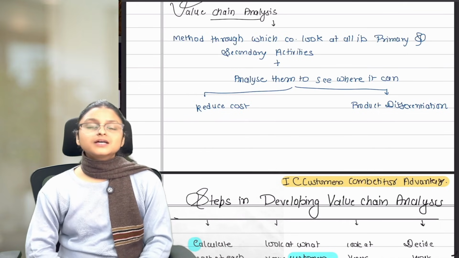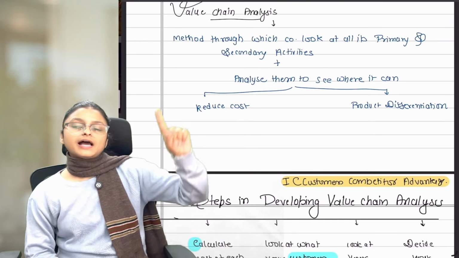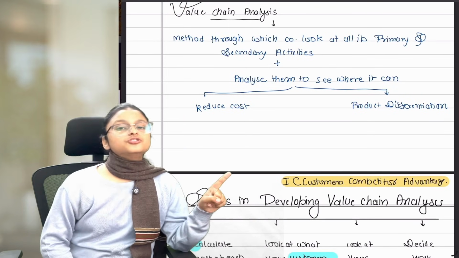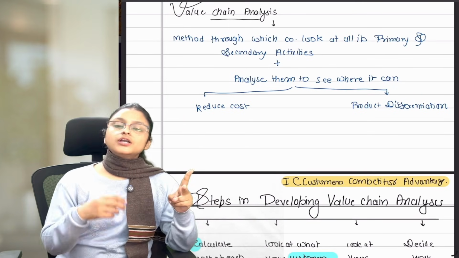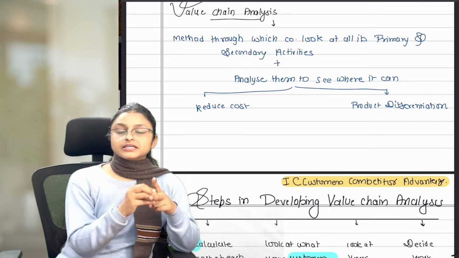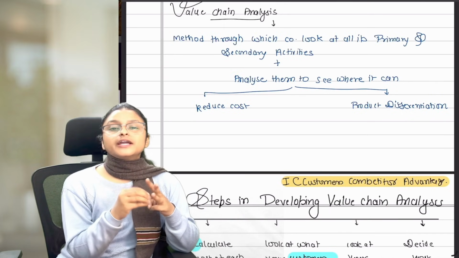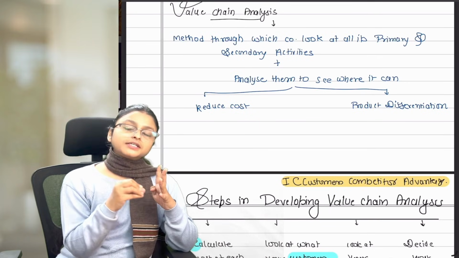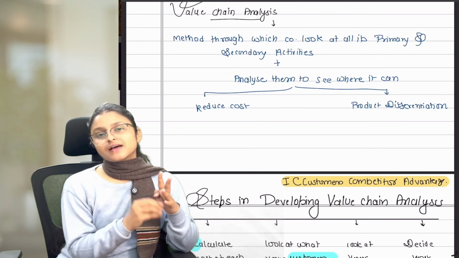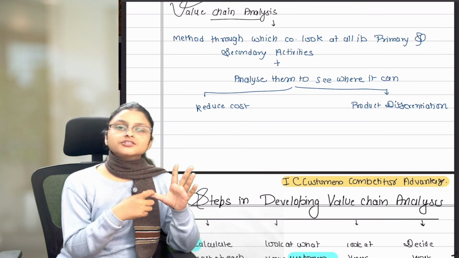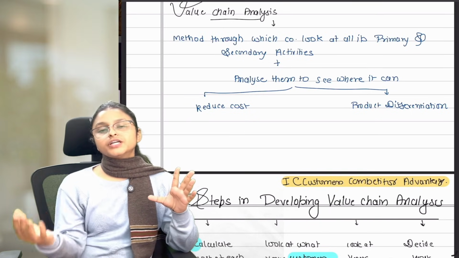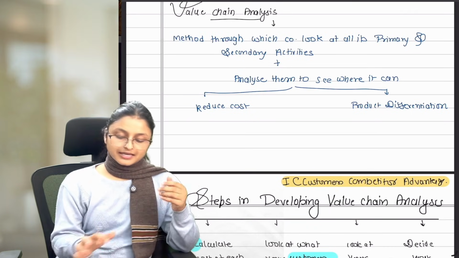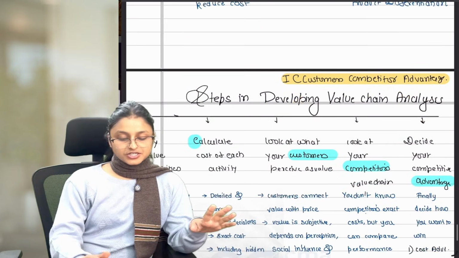I see customer, competitors, advantage. I is for identify all value chain activities. C is for calculate the cost of each activity. Then customer, look at what your customers perceive as value. Then competitors, look at your competitors' value chain. Next, advantage, what will be your competitive advantage? Decide that. And these are the steps of value chain analysis.